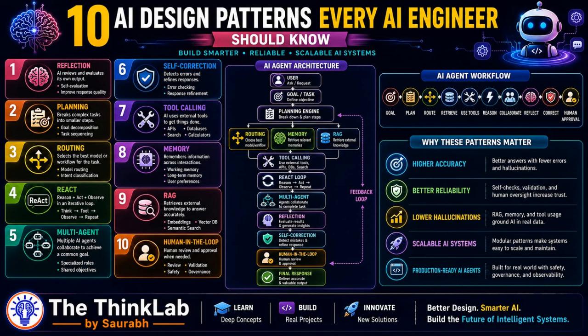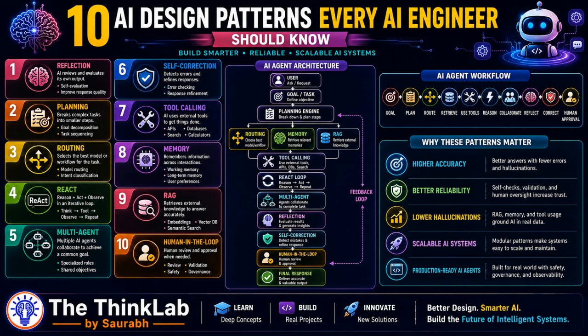Okay, so now we are discussing pattern 4, which we call ReAct. One of the most popular AI design patterns is ReAct. ReAct stands for reason plus act, right? Instead of directly answering, the AI follows a loop. First it thinks, next it uses a tool if necessary, right? Then it observes the result, and finally it continues the reasoning until the task is completed. This enables AI to solve much more complex problems.